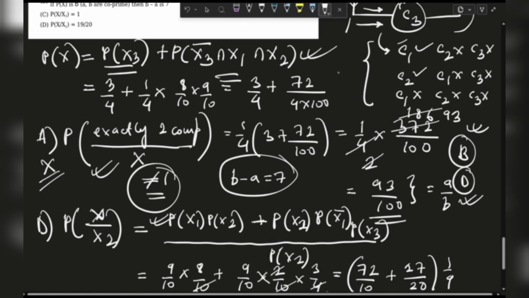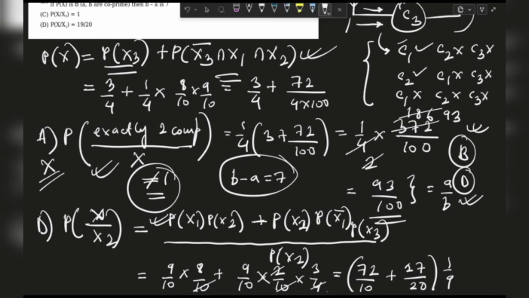And now let's check on option C as well, where it is given that probability of x given x3 is equal to 1. Basically what they mean to say is that we have to find out the probability of the ammeter being functional or the ammeter showing deflection given that all the three components are working. So if all the three components are working, then there is absolutely no probability of the ammeter not functioning. So basically C is also correct. This is basically common sense. Okay, no need to calculate.